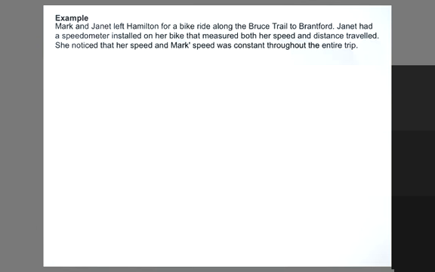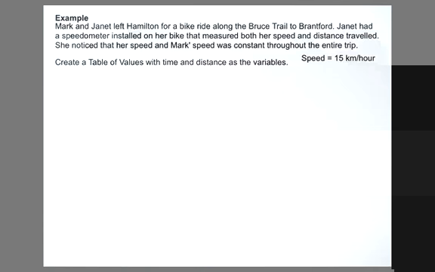Example. Mark and Janet left Hamilton for a bike ride along the Bruce Trail to Brantford. Janet had a speedometer installed on her bike that measured both her speed and the distance traveled. She noticed that her speed and Mark's speed was constant throughout the entire trip. Their speed was 15 kilometers per hour. Create a table of values with time and distance as the variables.